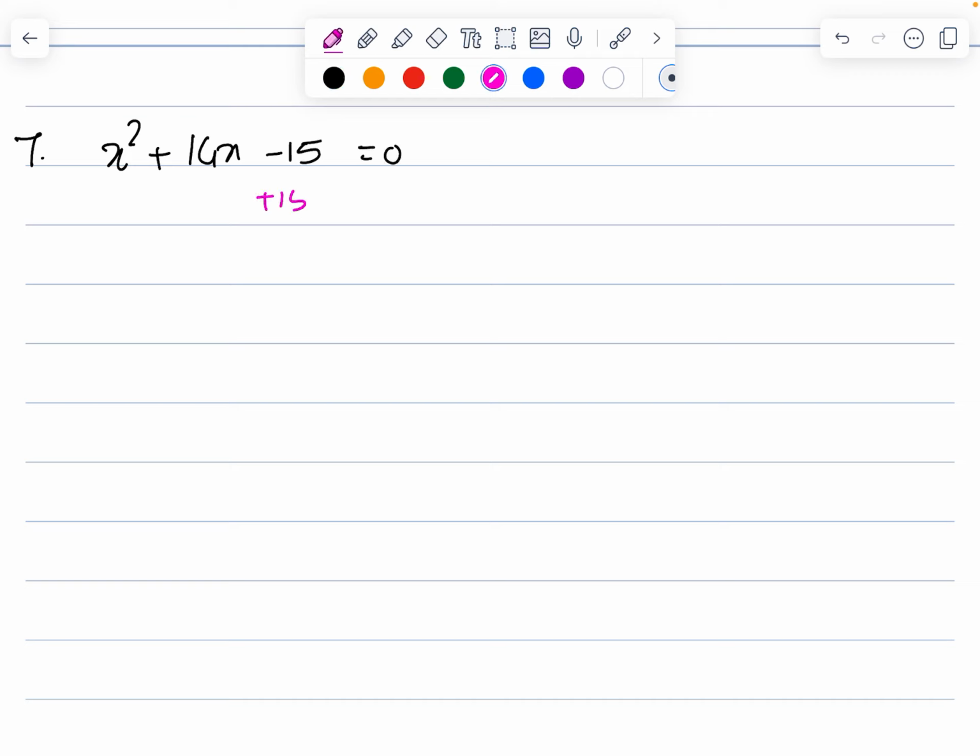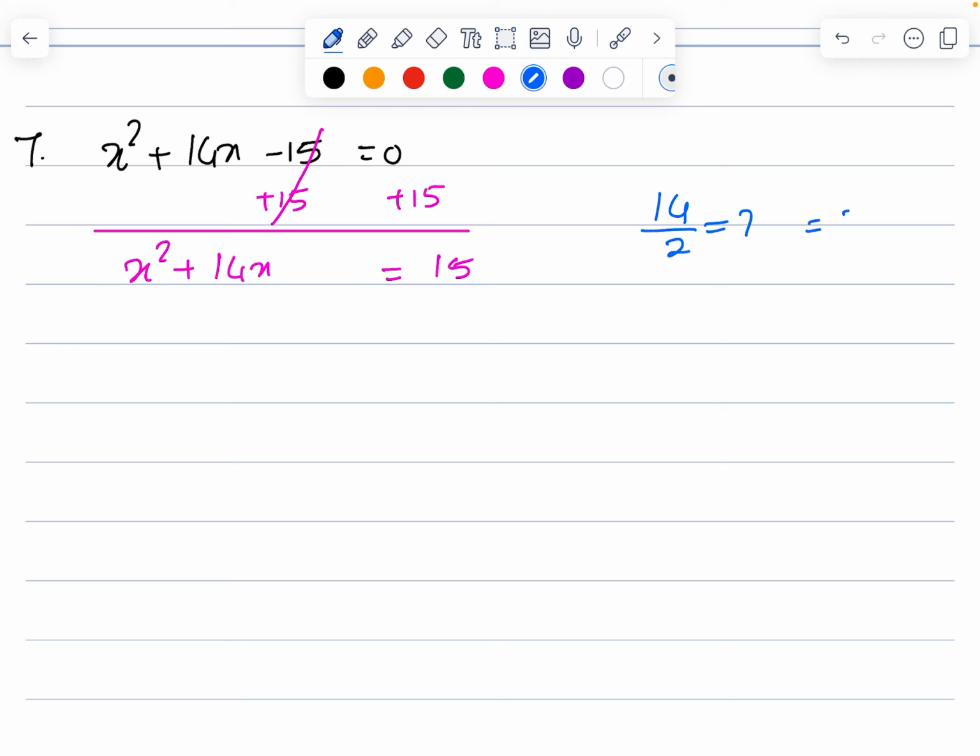So I'll add 15 on either side. So 15 cancels. So x square plus 14x equals 15. Then what will I be getting? 14 divided by 2 is 7. So 7 square, which is 49. So add 49 on either side. When I add 49 on either side, what does that become? (x plus 7) whole square equals 64.